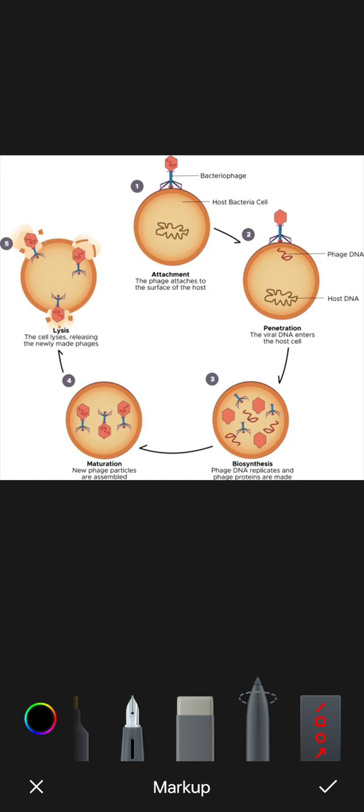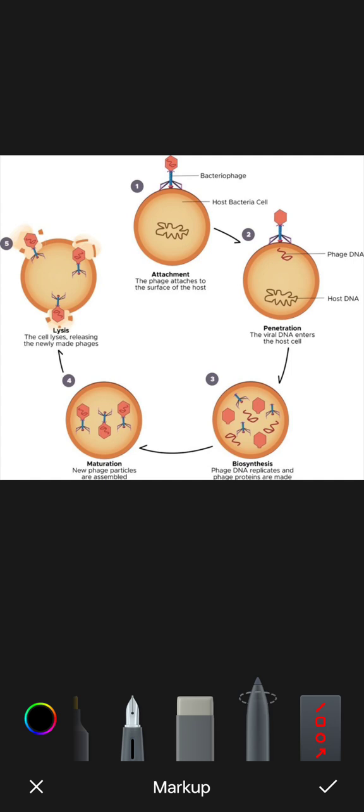This cycle is completed in 5 steps. The first step is absorption or attachment. Second step is penetration of genome. Third is biosynthesis or replication, you can say. Fourth step is maturation or assembly of the structural parts. And the fifth step is lysis of the wall, or the releasing of new phages.